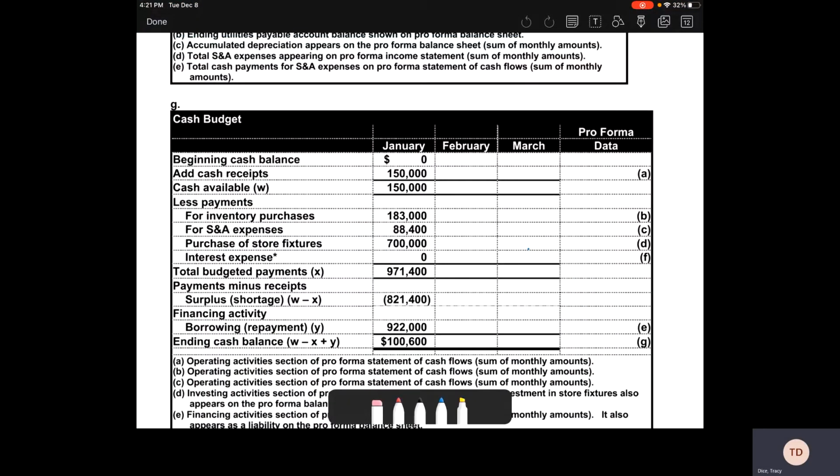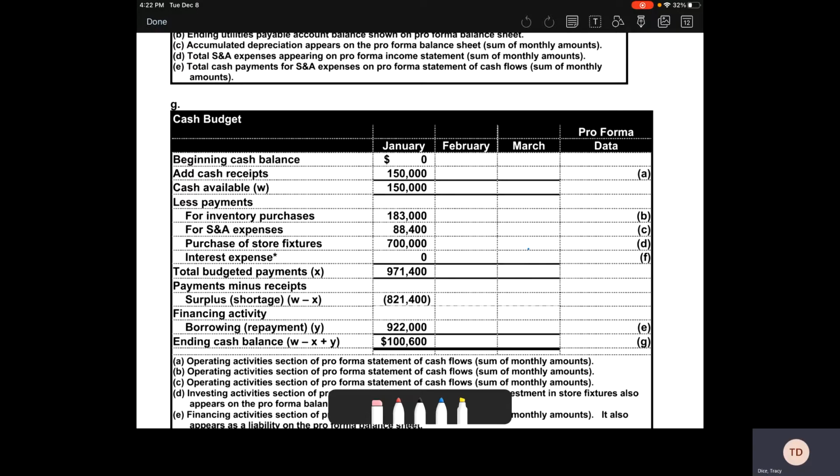Next, we're going to talk about the cash budget. So if we look at the beginning cash balances, January was obviously zero because we have nothing from December. And now we need the ending cash balances from the months before to put in February and March. So let's just put in what we've got.